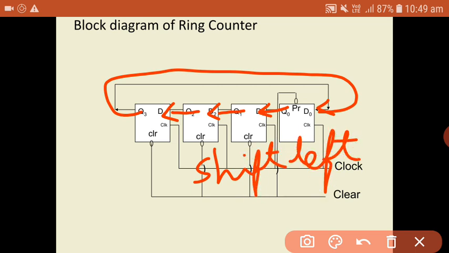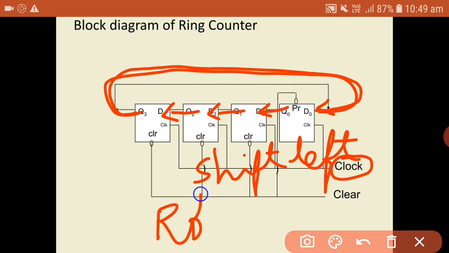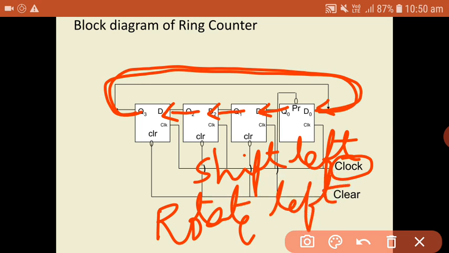That means data will be shifted to the left side by 1 bit for 1 clock pulse. So as long as clock pulses are applied, data will be shifted to the left side like this, and also data is rotating like this. Shift left as well as rotate left. That's why the ring counter will be doing the functions of both shifting the contents as well as rotating the contents to the left side.